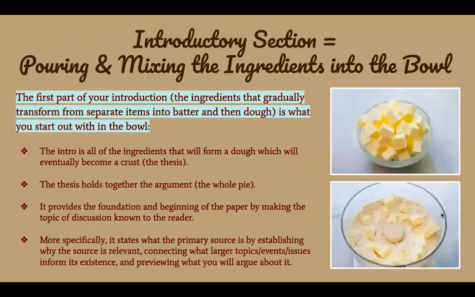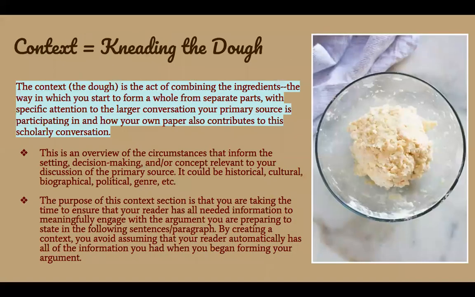Now, beyond thinking about preparing to bake, right? So to kind of backtrack for a minute, if we know that the introductory section is about pouring and mixing the ingredients into the bowl as the beginning of your paper, then the context is going to be where you actually go about the process of kneading the dough. And so the context or the dough is the act of combining the ingredients, the way in which you start to form a whole from separate parts with specific attention to the larger conversation your primary source is participating in and how your own paper also contributes to this scholarly conversation.